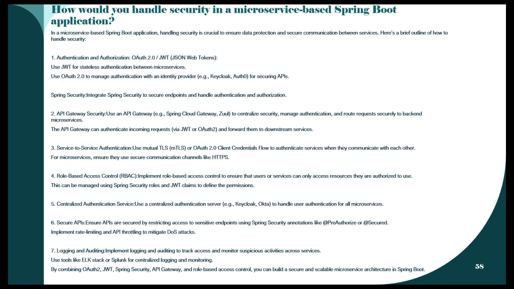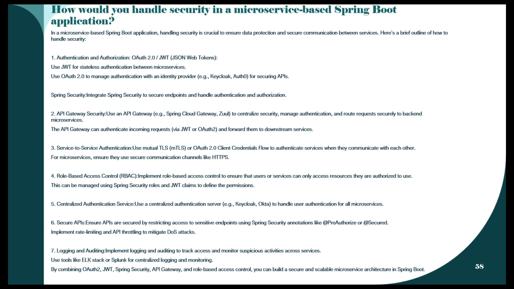Then comes service-to-service communication authentication. There is TLS or mTLS, or you can use the OAuth2 client credentials flow, which you would use to authenticate services when they are communicating with each other. When you're dealing with microservices, you have to ensure your communication channel is HTTPS, to make it secure communication. Now there is role-based access control. You can implement certain role-based controls to ensure that a user or a service can only access certain resources if they are authorized to use them.